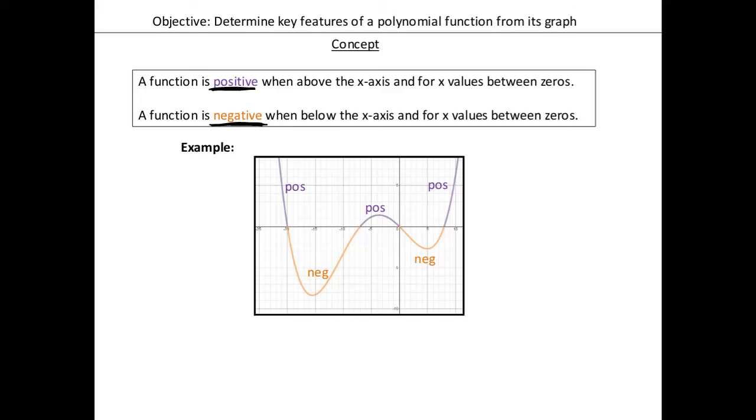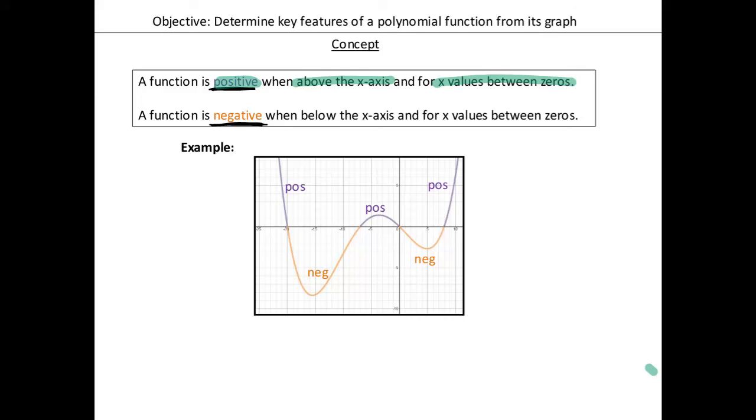All right, so for positive, I'm going to be using green. It has to be above the x-axis, and this time it's the x values between the zeros. If I block off the bottom of the graph, because I'm only looking above the x-axis, notice I have three sections. This is positive here, this is positive in the middle, and this is positive at the end over here, okay?